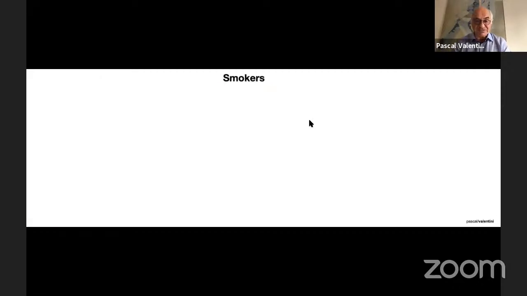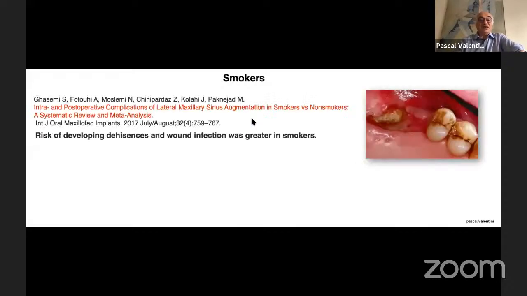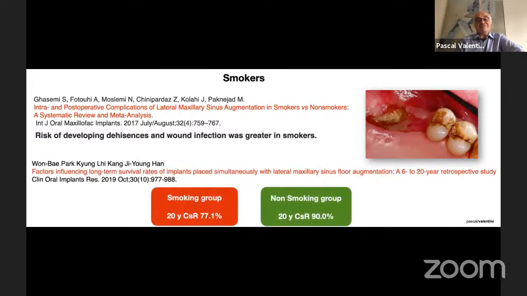What about smokers? If we look at the literature, the main complications we can have for smokers are dehiscence and wound infection. So this is not a very good situation to be managed. So today we do not graft smoking patients.